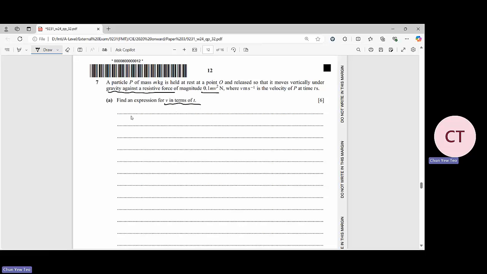So over here, if you're going vertically, you will have F equal to the weight mg minus the resistance force 0.1 mv squared. Make F become ma. Cancel all the m. You get a as g minus 0.1 v squared. Usually the 0.1, I will make it become 1 over 10 v squared. And the g, I also make it become 10.